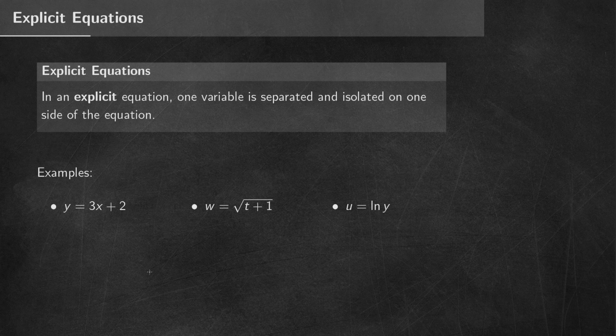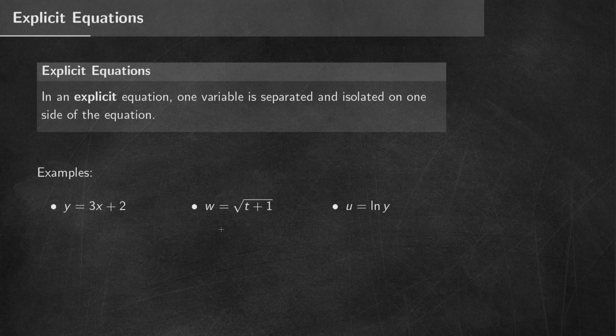Here we have the definition of an explicit equation. In an explicit equation, one of your variables is separated and isolated on one side of your equation. So in the first example, we have y by itself on one side of the equation. So I can say that y is explicitly defined in terms of x. Y here is a function of x.